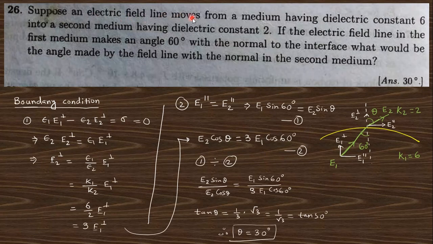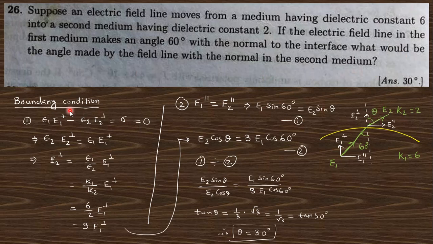Suppose an electric field line moves from a medium having dielectric constant k equal to 6 to a second medium. That is, the electric field goes from this surface to that surface where k1 equals 6 and k2 equals 2. If the electric field line in the first medium makes 60° with the normal to the interface, find out the angle in the second medium. This is the angle we need to find out.